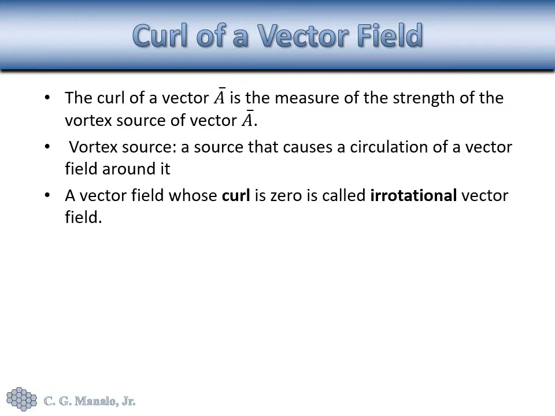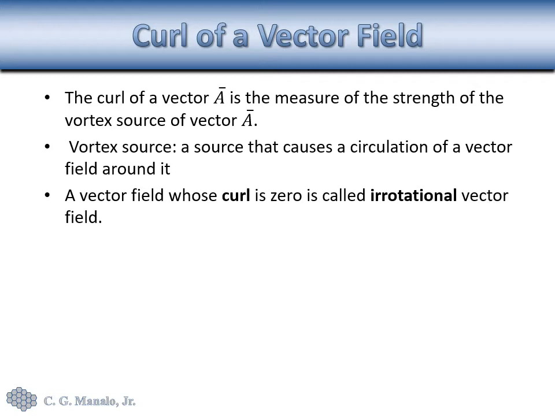So here are some statements regarding the curl of a vector field. The curl of a vector A is the measure of the strength of the vortex source of vector A. Usually the curl is due to a vortex source. So if we can measure the curl at any point in the vector field, that is an indication of the strength of the vortex source that produced the curl in the first place.